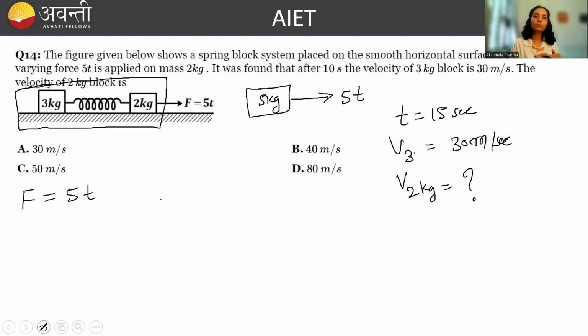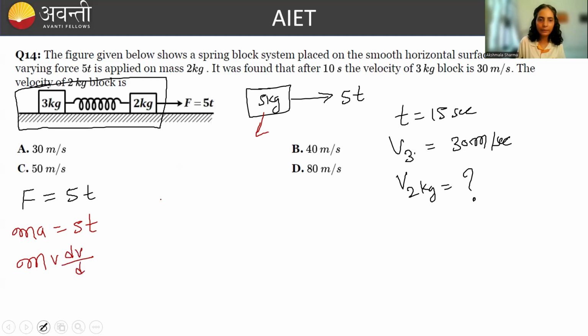And if we know the velocity of this system after 10 seconds, we can easily calculate the velocity of the 2 kg by using the center of mass concept. So if you look at this 5 kg system, after 10 seconds, what will be its velocity? Force acting is 5t. If you break it, this is ma equal to 5t, where m is mass and a is acceleration. Acceleration can be written as dv by dt.